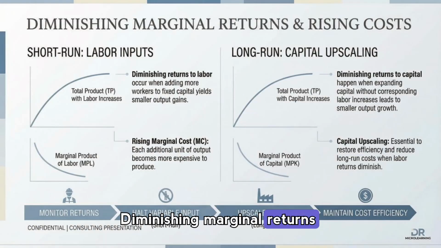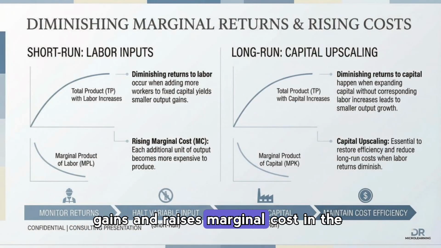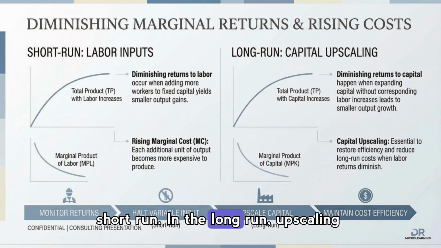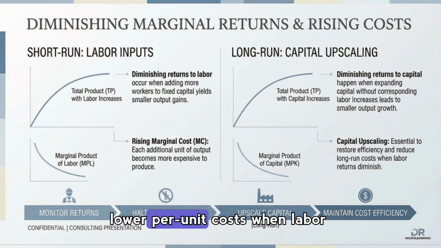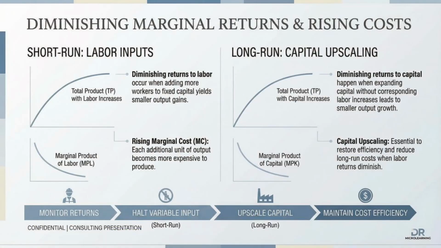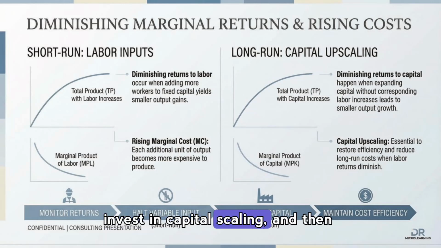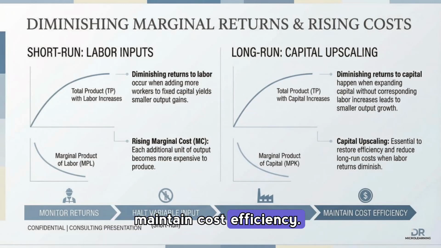Diminishing marginal returns describe how adding more labor to fixed capital yields smaller output gains and raises marginal cost in the short run. In the long run, upscaling capital can restore productivity and lower per-unit costs when labor returns decline. The practical sequence is to monitor returns, pause variable input increases, invest in capital scaling, and then maintain cost efficiency.